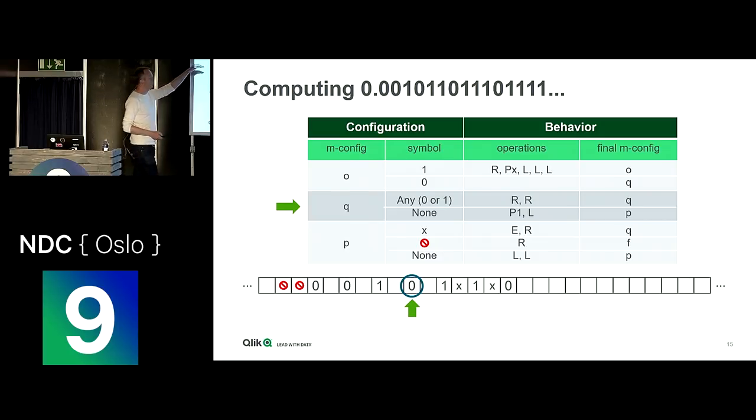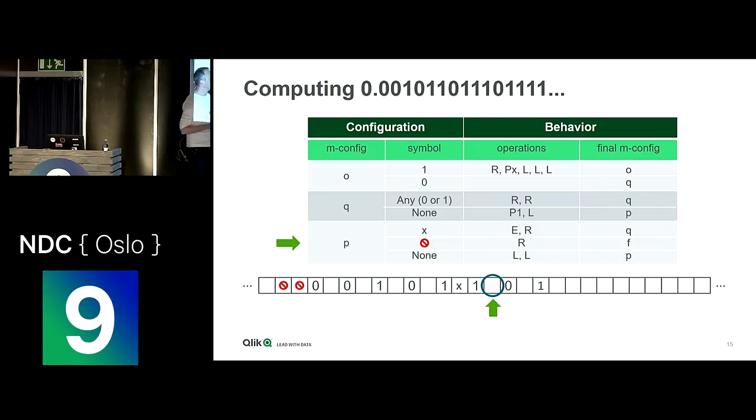So at this point, there's a zero, so we go to the right. We just go to the right as long as there is a number there. So we go to the right, right, right. Now there is no symbol, so we print the one and move to the left. Next state is P, and there is no symbol under the head, so we go two steps to the left. Now there's an X there. What we do then is that we do an erase operation. So E is for erase. It deletes that X, moves one step to the right, and then it goes back to Q.